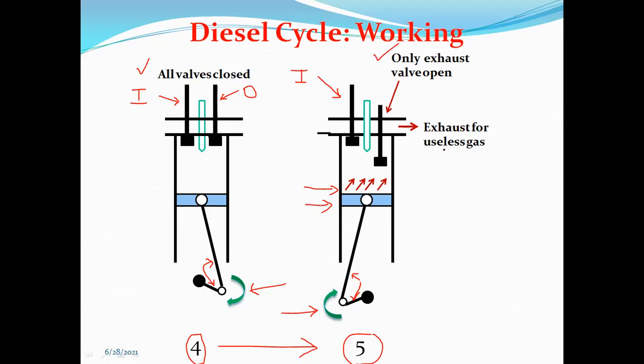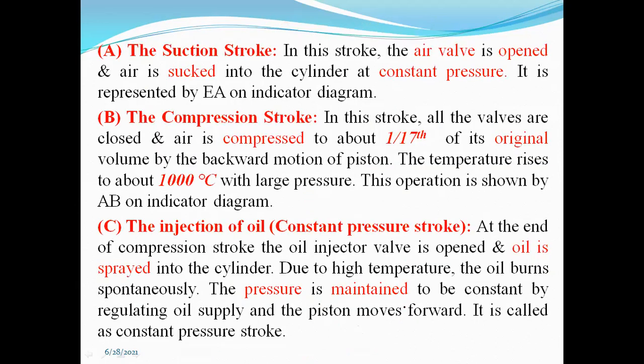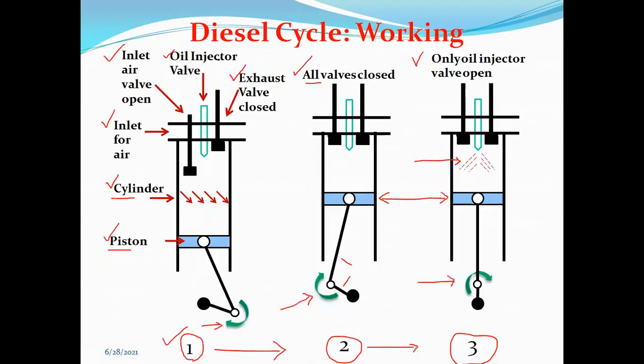It releases or removes useless gases. So here is an opening for removal of useless gases. This is the main function of the exhaust valve, which is opened in the last stage. After that we shall see the process. The first stage, if you remember, is the suction stroke.